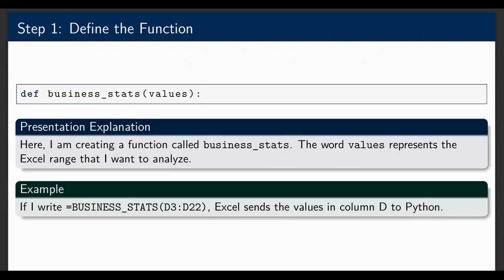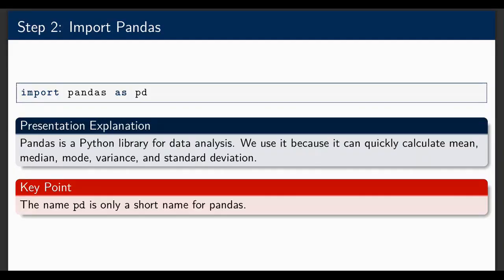We will open our Python script and define the function. Our function name is business_stats, with parameter values from our dataset. This function links our Python and Excel so we can use our dataset through it. The second step is to import a special library for statistical computation, which is called Pandas. So we import Pandas as pd, a shortcut, so instead of writing Pandas we will use pd.